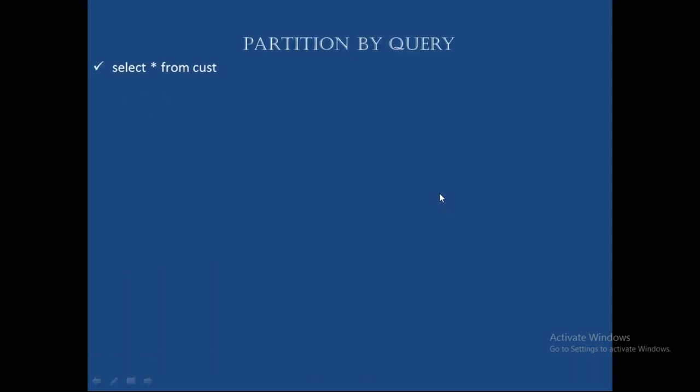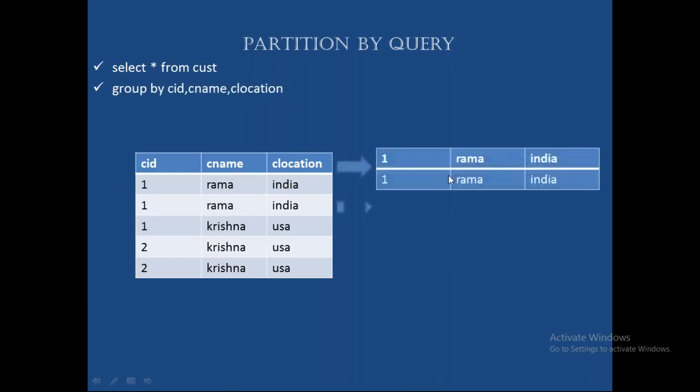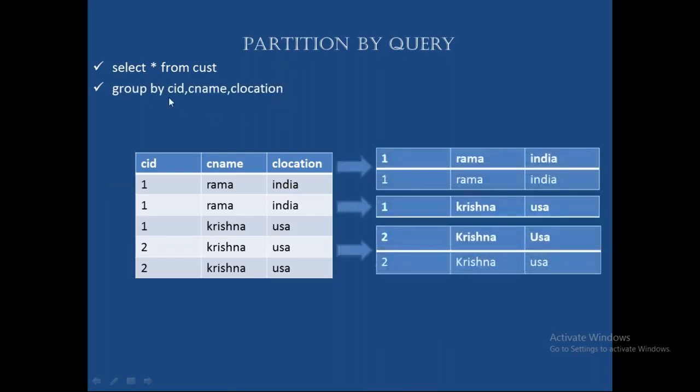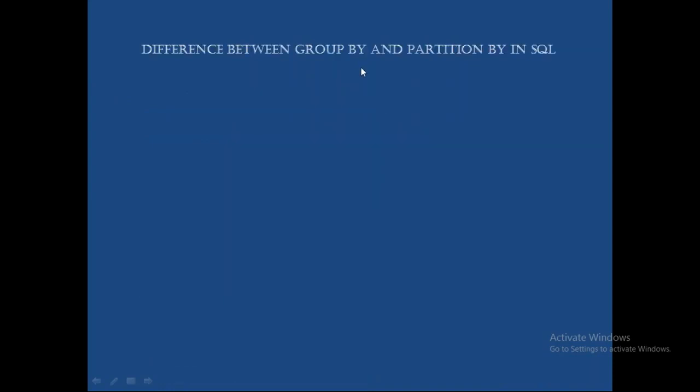Partition by works exactly the same. So these are the records. When I say group by CID, CNAME, C location, how is it going to work? In the same way, you are going to use partition by, but you are not using it like this. I will explain how to use partition by. Now the difference between group by and partition by, you see.